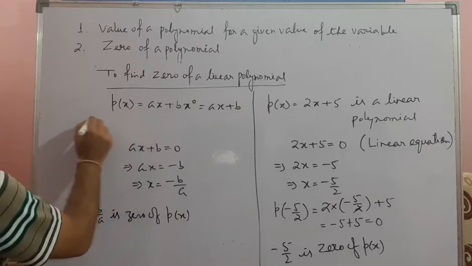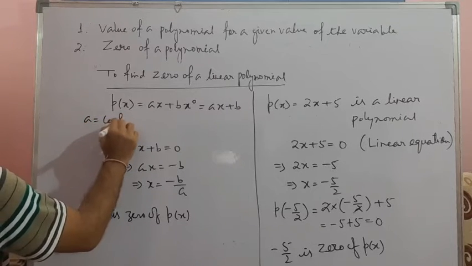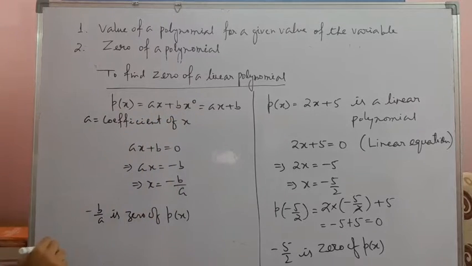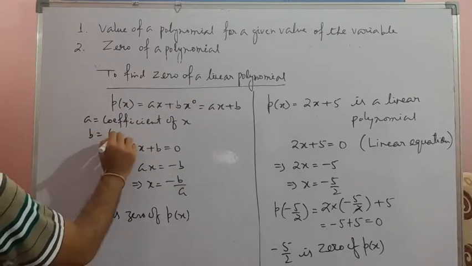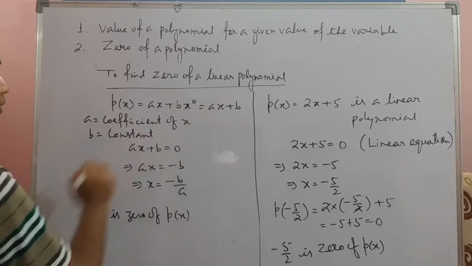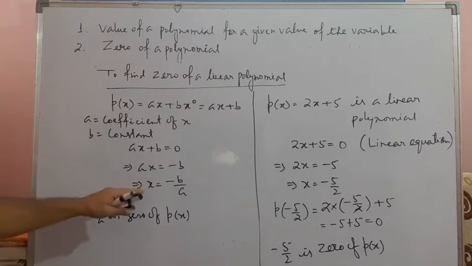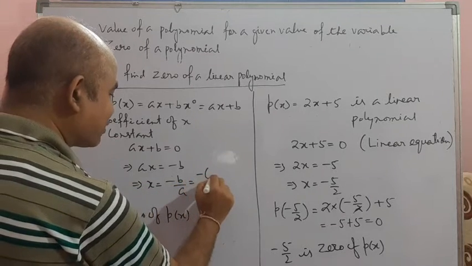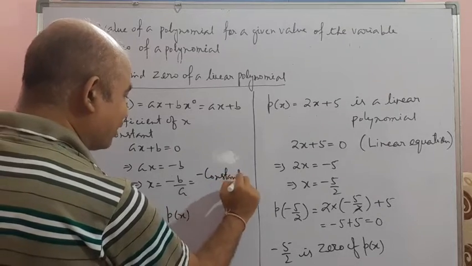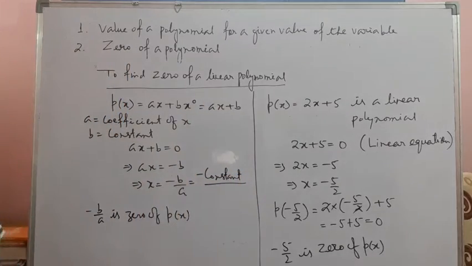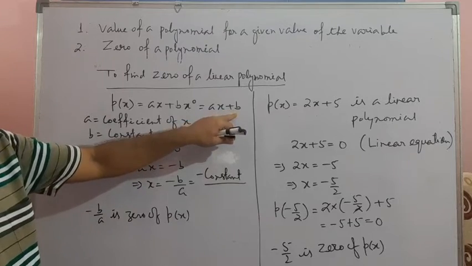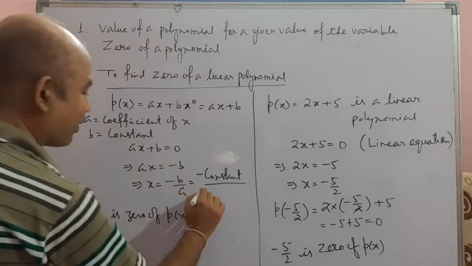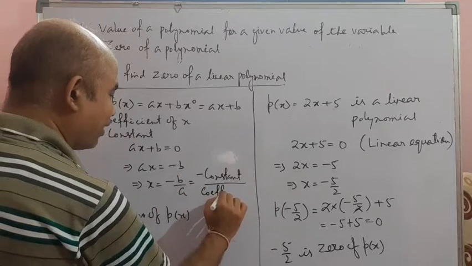See here, a is what? A is the coefficient of x, or the first term, and b is the constant. So directly you can remember the formula like this: the 0 is nothing but minus b by a, which means minus the constant. Minus constant means you have to take the negative of the constant, and then you divide by the coefficient of x, or the coefficient of the variable.